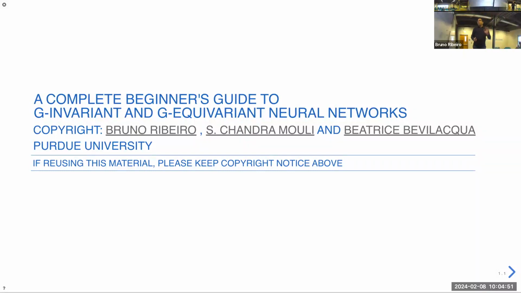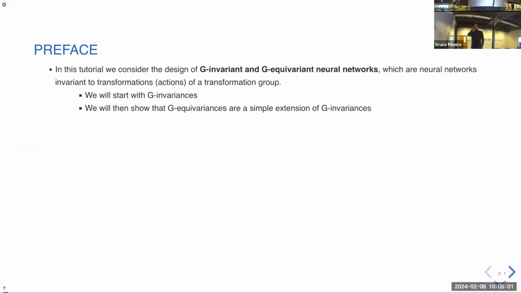But I'm going to talk about building G-invariant and G-equivariant neural networks in a specific way, and then I'll generalize a bit at the end. These are neural networks that are invariant to transformations, and I'm going to explain this notation soon. We start with G-invariances, the notion that the output of the neural network should be invariant to transformations of the input. And then I'll show how to use the same toolkit from invariances to talk about equivariances.